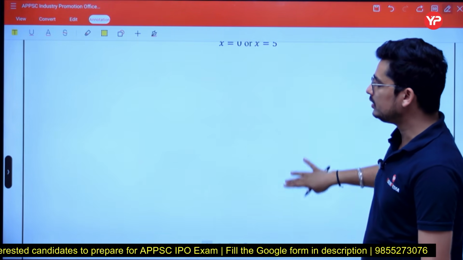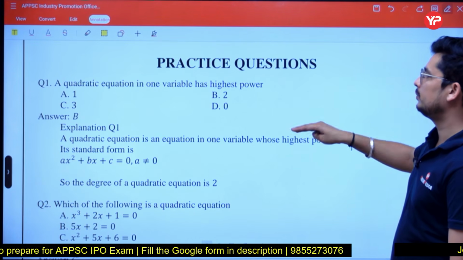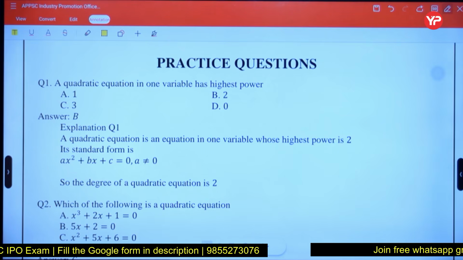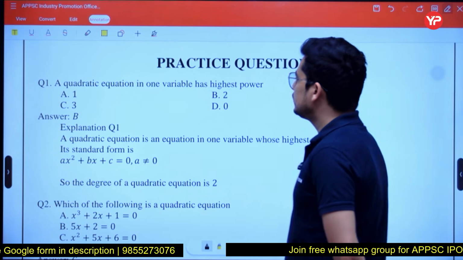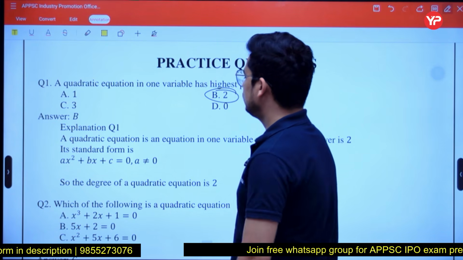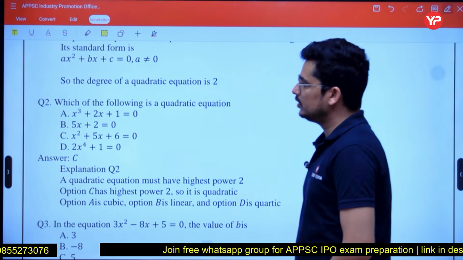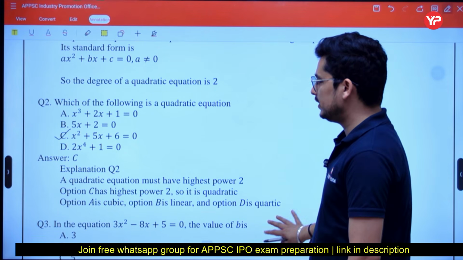Yeah, that's all about this quadratic equation which is required for this example. Some practice questions are there. A quadratic equation has one variable with the highest power that will be 2, right? 2 is the highest power. Which of the following is a quadratic equation? Only this one has the highest power of x as 2, so the C will be the answer.